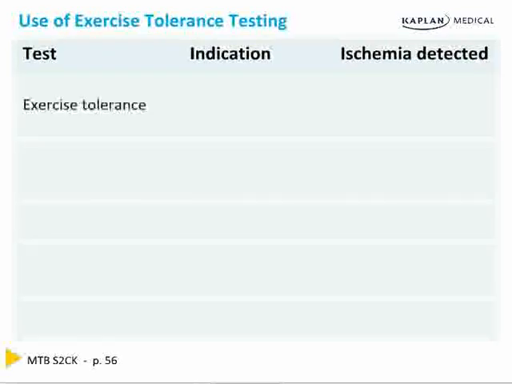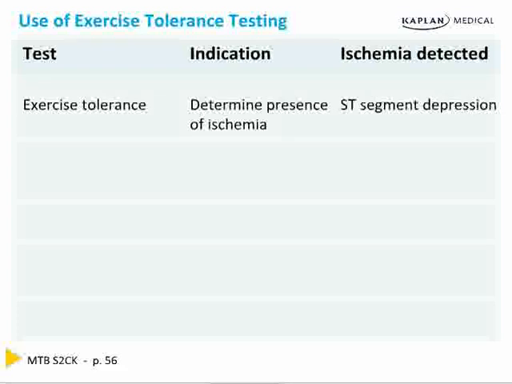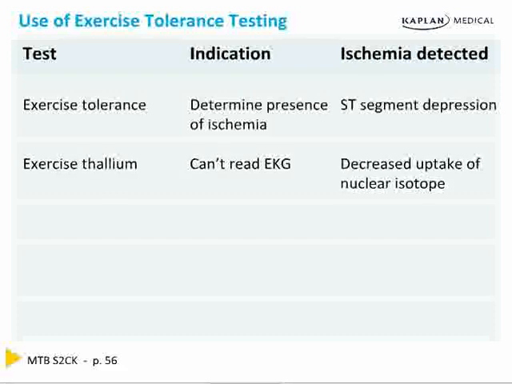Let's summarize our indications for stress tests. For the standard exercise tolerance stress test, we want to be able to simply look for the presence of ischemia. So we're going to put them on a treadmill, run them up to their heart rate, and look for ST depression. Now, an exercise thallium is when you can't read the EKG because you already have ST segment depression.